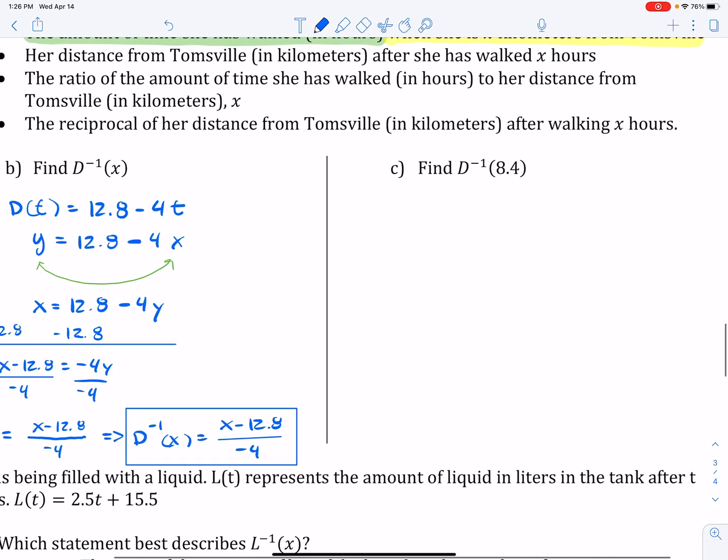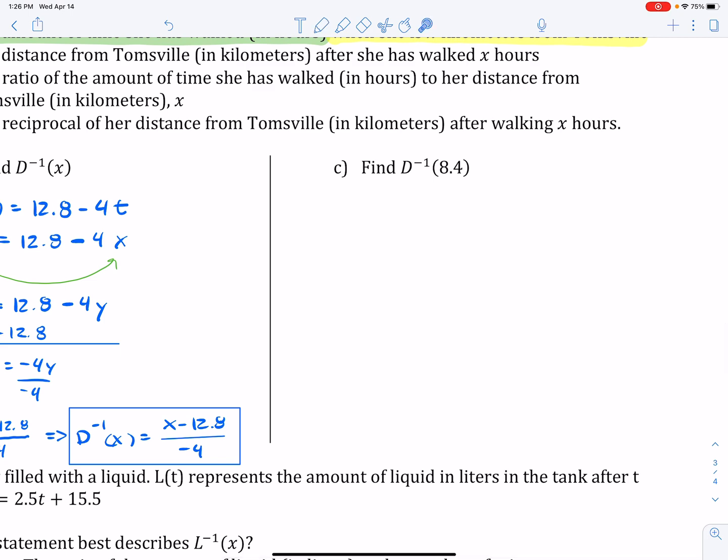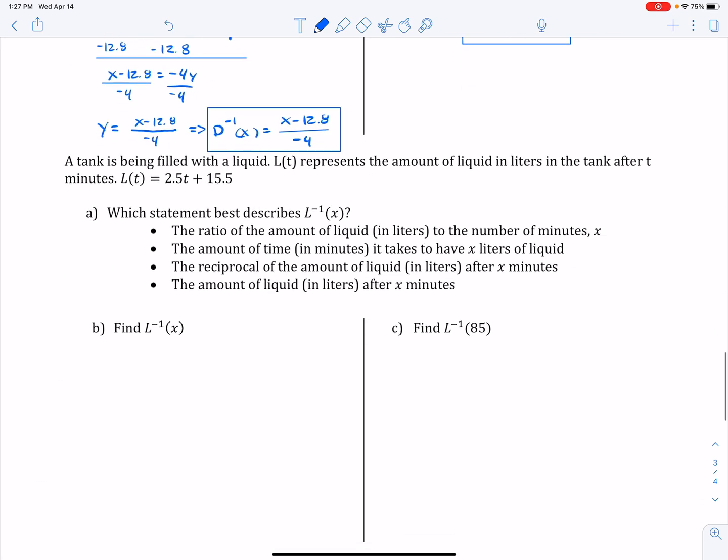Letter C then, we need to just use this formula here. We know what our x is, and then we want to solve. So I want you to do that on your own. Again, this is just telling you what x represents. Take this, copy and paste it over here, plug this in for x, and solve. And you should get 1.1 hours to walk 8.4 kilometers from Tomsville. Okay, so this should be your answer. Let's move on to the next one.